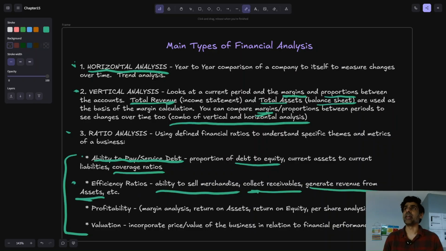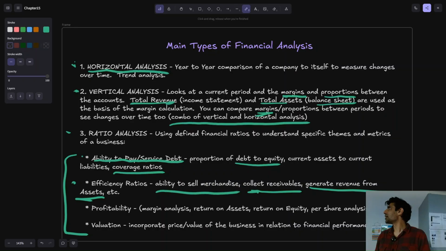Generating revenue from assets. So whatever assets you have, are you able to use those assets to generate a lot of revenue? Okay. So the ultimate, like these businesses, McKinsey, BCG, they don't have very many assets. They have some rented office space, some computer equipment, but they generate a ton of revenue. That's a very efficient business in terms of generating revenue from assets. That's why they're quite profitable.